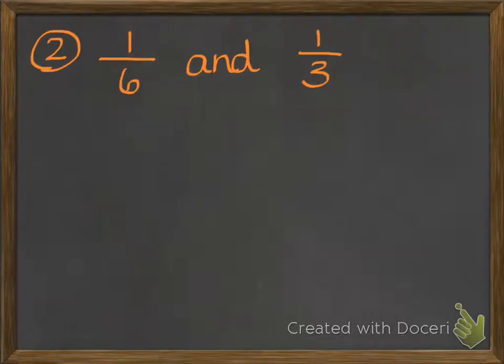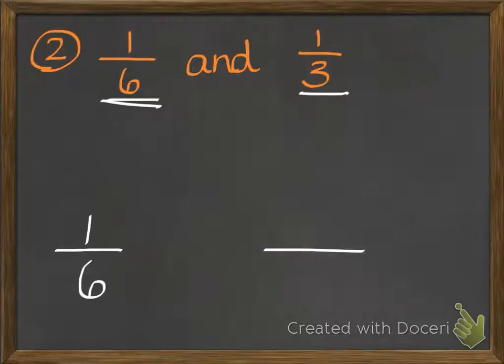Number 2, 1/6 and 1/3. Find a common denominator. To do that, first I'm going to see if one is a multiple of the other. Well, I see I've got 6 and 3. I know 6 is a multiple of 3 because 3 times 2 is 6. So I'm going to keep 1/6 the same, and I'm going to change 1/3. I'm going to change its denominator to 6.